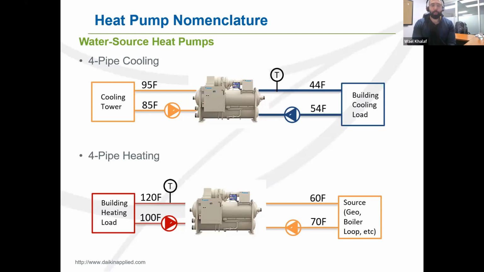So if you go down below here, we have pretty much the opposite, which is a four-pipe heating only heat pump. This looks a lot like a water-cooled chiller, but you'll notice that we're controlling the temperature on the condenser side, meaning we're not controlling to maintain a specific chilled water set point.